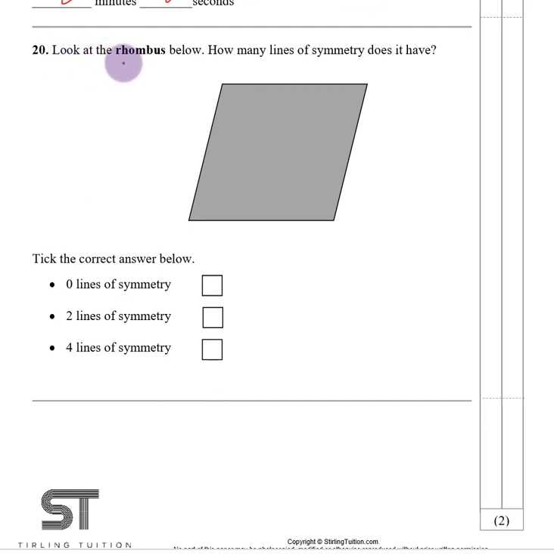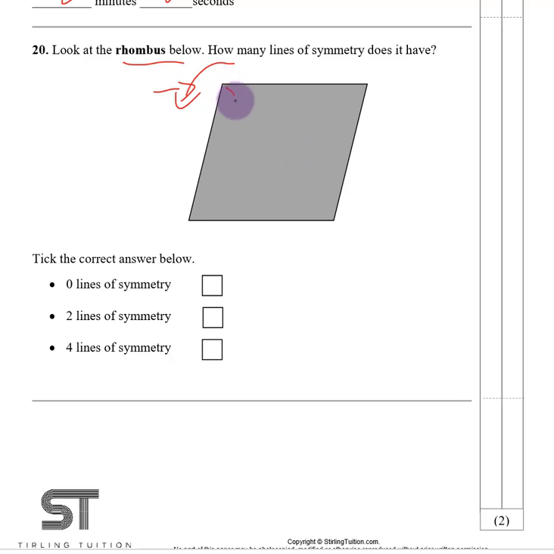Number 20, look at the rhombus below. How many lines of symmetry does it have? So a rhombus is effectively a pushed over square. All these sides are the same length, only what's happened is it's been shoved over, and now it has 2 sets of parallel lines, but it's got acute angles and it's got obtuse angles. It is also known as a diamond. If I was to swivel this round, or you tilt your head, this is basically a diamond. A diamond's 4 sides are all the same. It is a rhombus, it's the same thing actually, but this is the technical name.